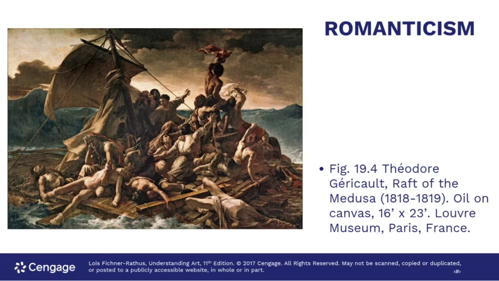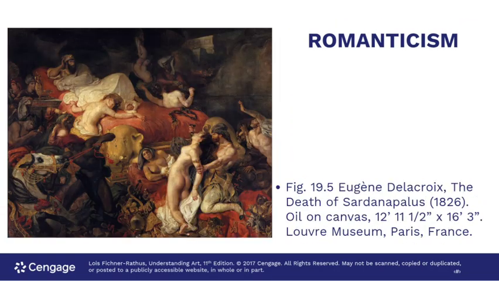So ultimately, when we look at this in terms of Romanticism, we see lots of drama. We see the wind blowing. We see a lot of people moving around, lots of action and drama. And that's some of the characteristics that we see in Romanticism.